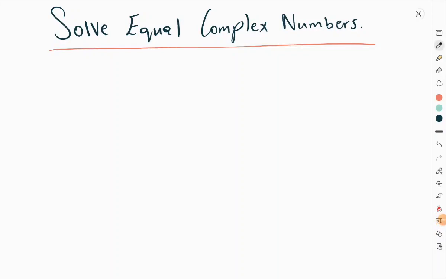Okay, in this video we are going to solve equal complex numbers. But before that, we need to first be reminded what complex numbers look like in this form. So we have Z, which is one of the complex numbers. Then we have W, which is also a complex number. We can have C plus Di. So we have two complex numbers, Z and W.